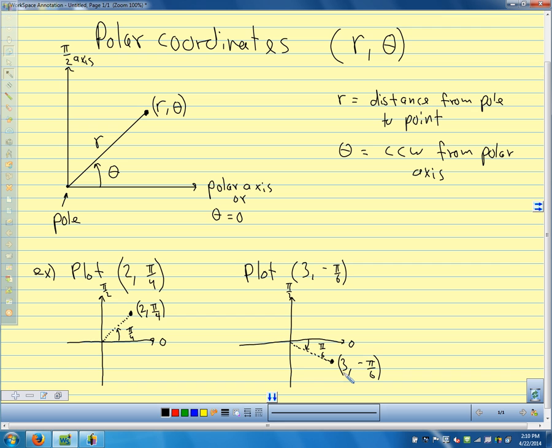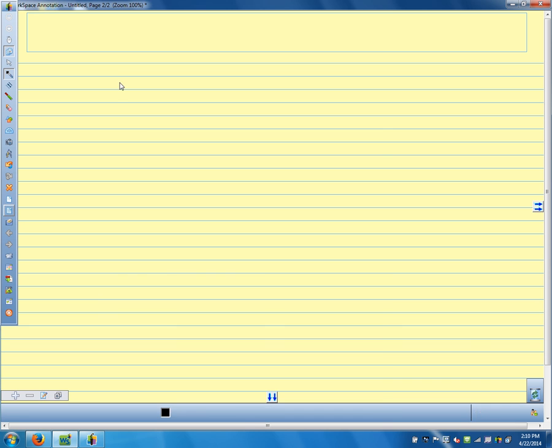One interesting thing about polar coordinates, and this should be familiar from when we talked about unit circles, is that polar coordinates aren't unique. So are we good with how we plot a point? Okay. Polar coordinates are not unique.